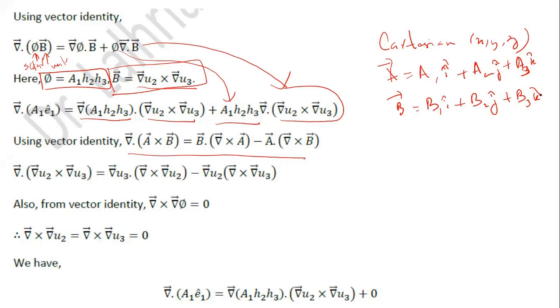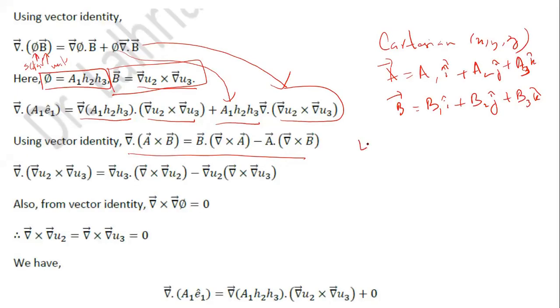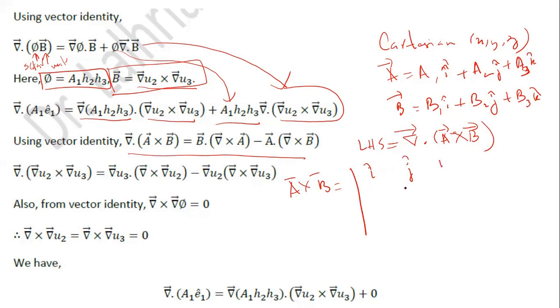Now, if you take a cross product between these two vectors, let us start with the left hand side. The left hand side is divergence of A cross B. If you take the cross product between the two vectors, A cross B, this will be the determinant with rows i, j, k; A1, A2, A3; B1, B2, B3. So you can write the cross product between these two vectors.